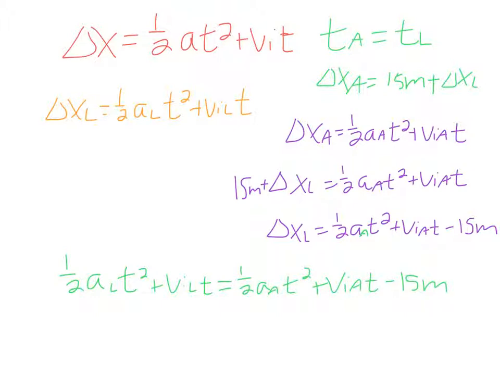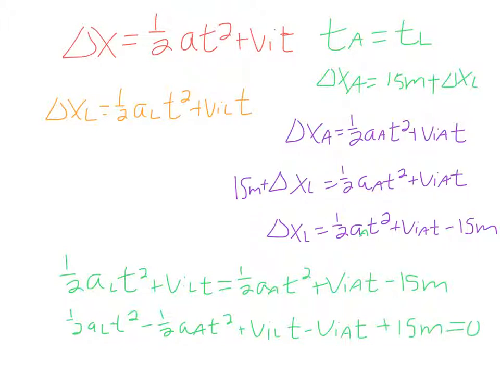So let's get everything over to one side. Isolating the T's isn't going to help much of anything. This is going to end up being a quadratic. I can't cancel T out anywhere. So let's get everything over to one side and set it equal to 0. So 1/2 A_L T squared minus 1/2 A_A T squared plus V initial L T minus V initial A T plus 15 meters equals 0.